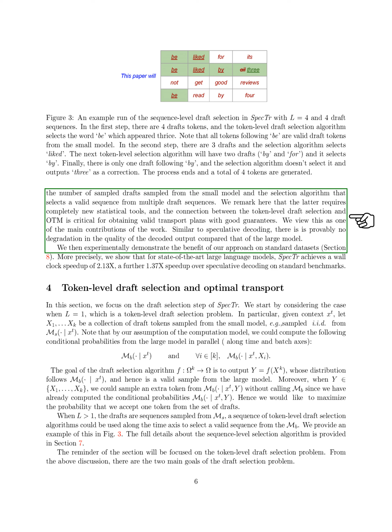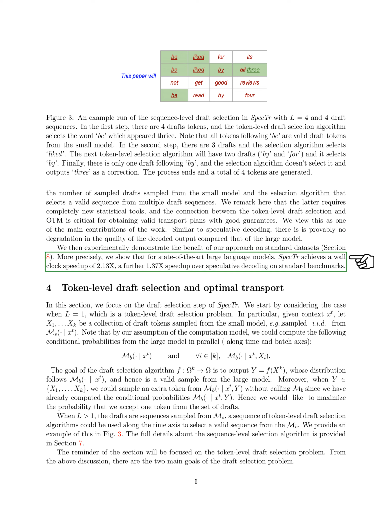Like speculative decoding, SpecTr ensures no degradation in the quality of the decoded output compared to the large model. We demonstrate the benefits of our approach on standard datasets, showing that SpecTr achieves a speedup of 2.13x, a further 1.37x speedup over speculative decoding on standard benchmarks.